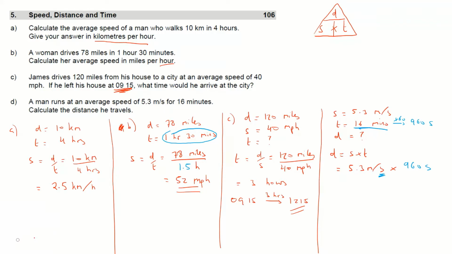Put it in the calculator. Okay, so 5.3 times 960 gives me 5,088, well, in this case, the distance in meters. All right, this man's running quickly. All right, just double check I got that right. Yep, 5,088 meters. That guy's going fast. All right, so that's done.